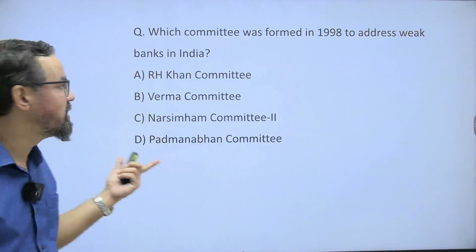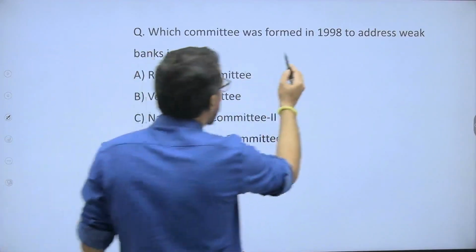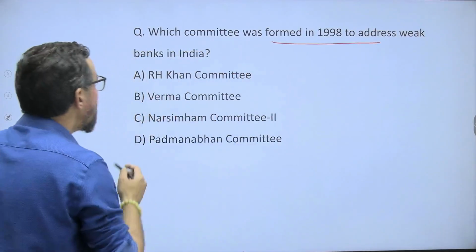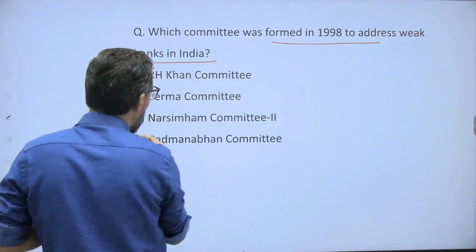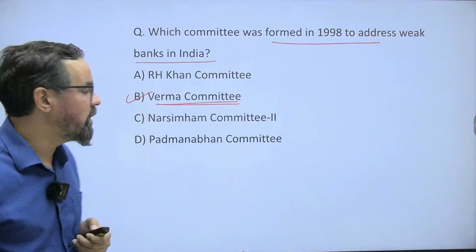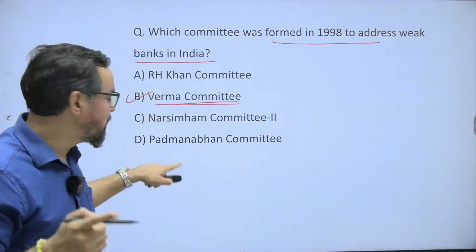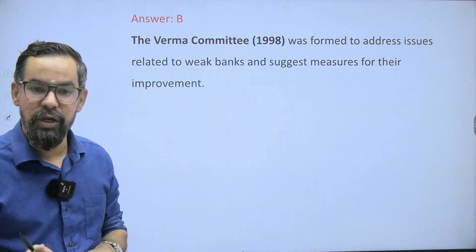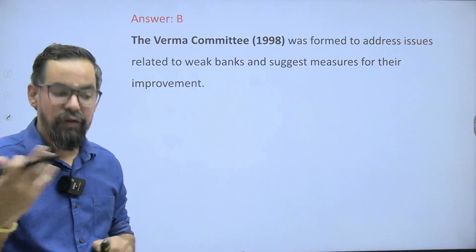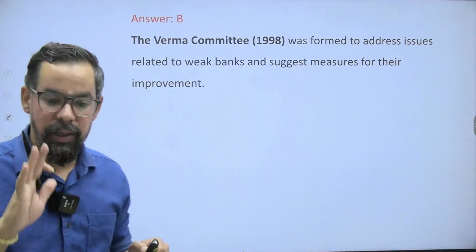This was asked this year itself. Which committee was formed in 1998 to address weak banks in India? What was the name of the committee? The Verma Committee. Even this year, in another shift, they asked about the Padmanabhan Committee also. These are the committees related to reforms in the Indian banking system.